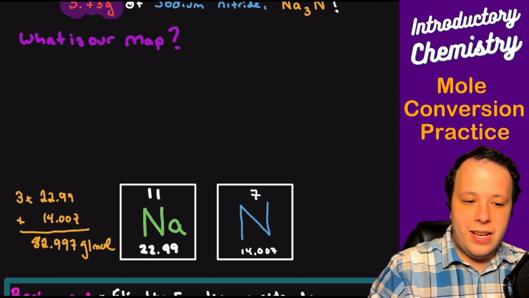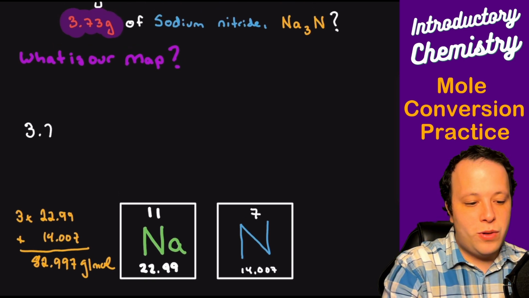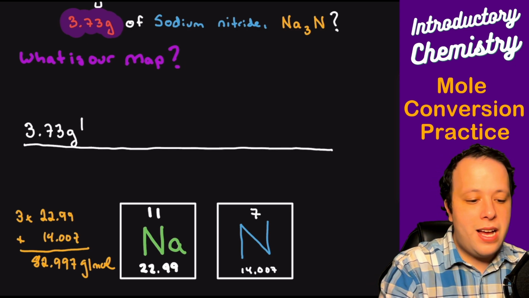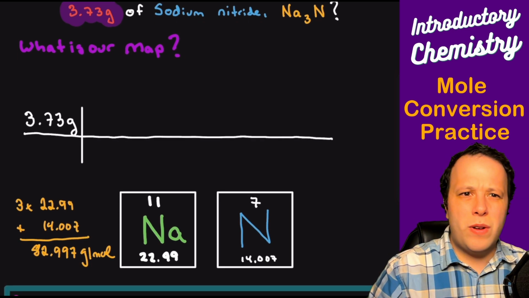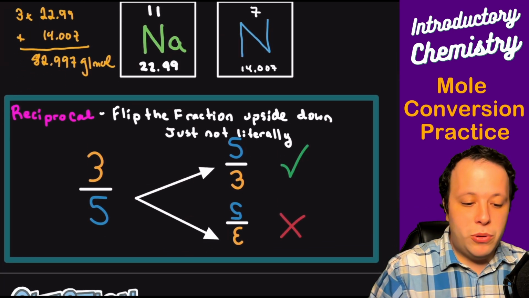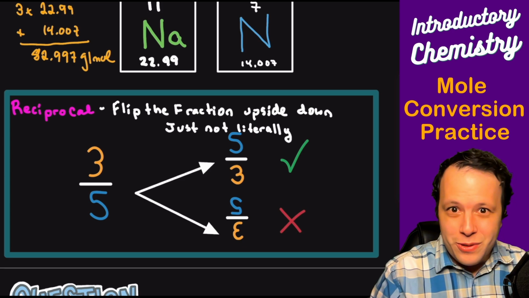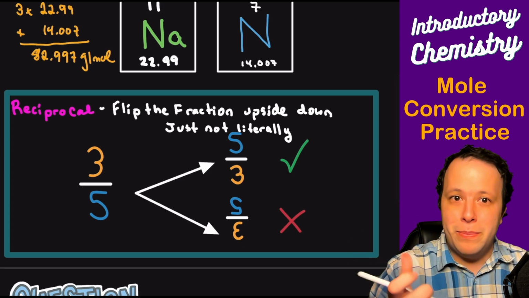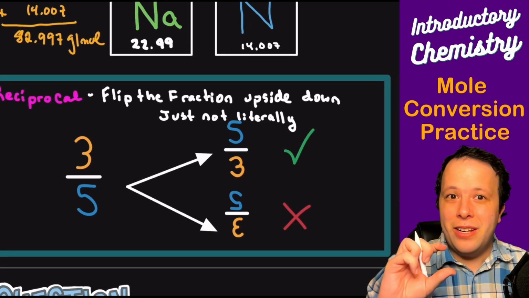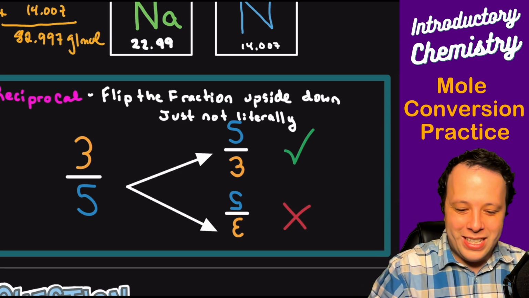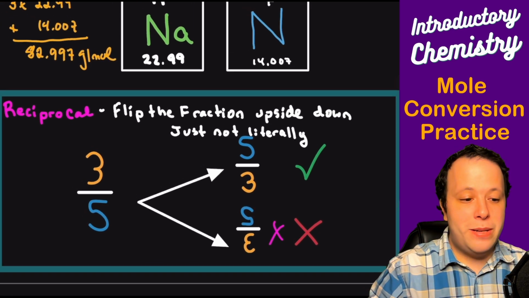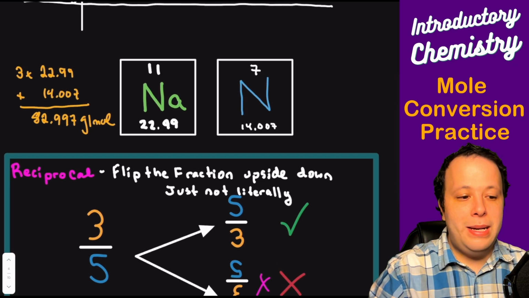Now, since we have our first value here, which is 3.73 grams, how exactly can I cancel this out? Because our molar mass is grams over mole. How can we do that? Well, one thing you are allowed to do is take a reciprocal of different fractions. So what is a reciprocal? You can flip a fraction upside down. Let's say I have 3/5. You don't literally want to flip it upside down like I did over here. You want to put it as 5/3, taking your reciprocal.